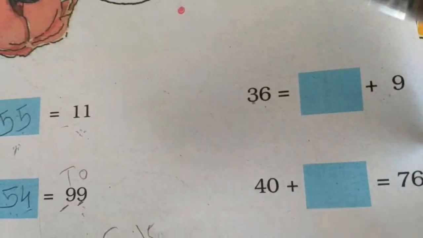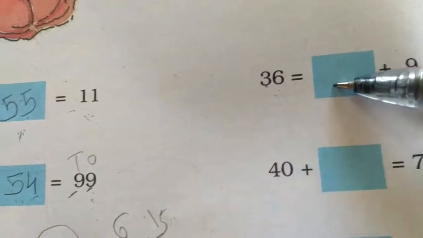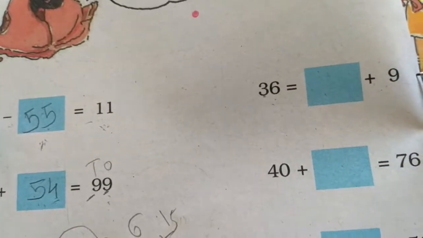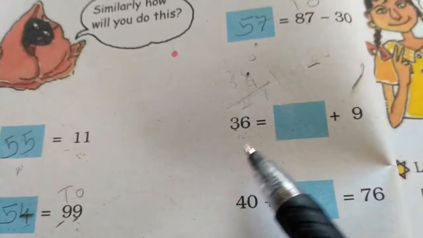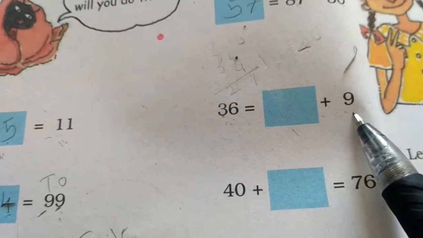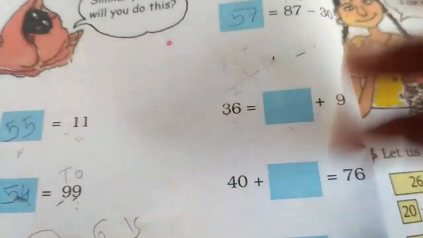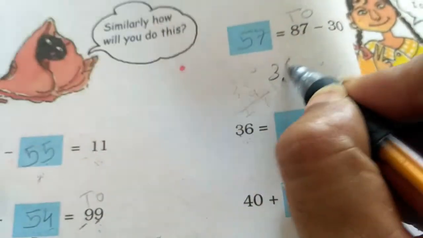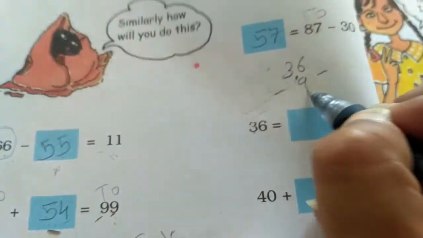Same thing, here you are getting the bigger number. One number is not given, one number is given. So 36 is equal to blank plus 9. So what will you do? You will subtract 9 from 36, then you will get the second number. So 36 minus 9.